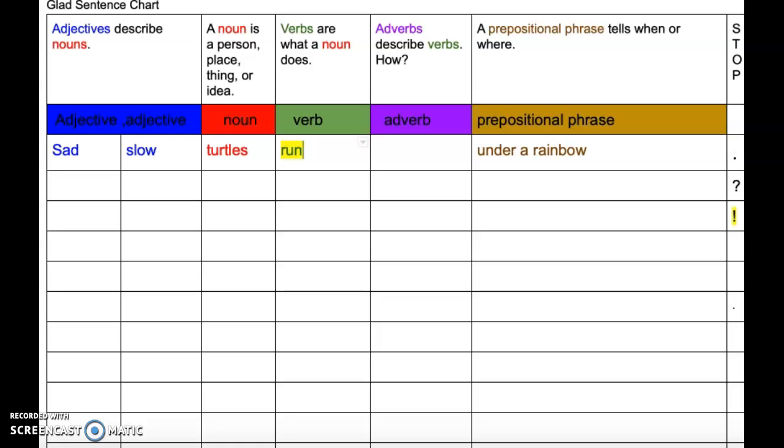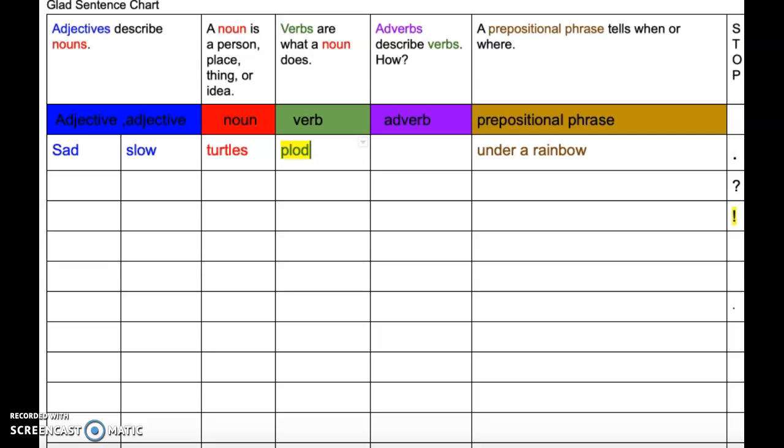I have: sad, slow turtles run under a rainbow. So instead of saying run as my verb, I'm going to change that to a more descriptive verb. And I'm going to say plod, because plod is a verb that kind of describes that you're going slowly. Because I don't want to use adjectives to describe things. I want to turn my adjectives into adverbs. Isn't that crazy? But that's what I want to do.